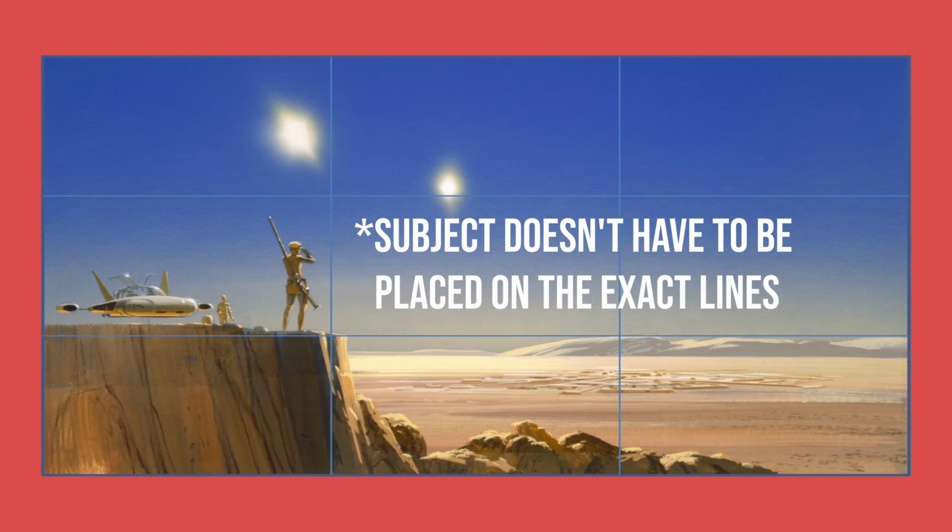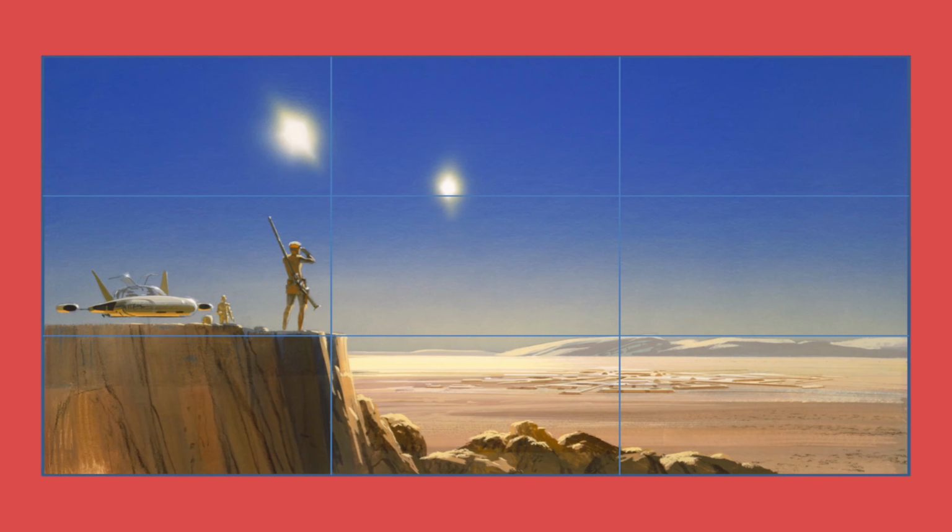This rule states that your main subject and other points of interest in your scene should be at locations where 2 of these lines intersect. If you look into professional photography and concept art communities, you'll see that the rule of thirds is well known and often used to make the composition seem more interesting.